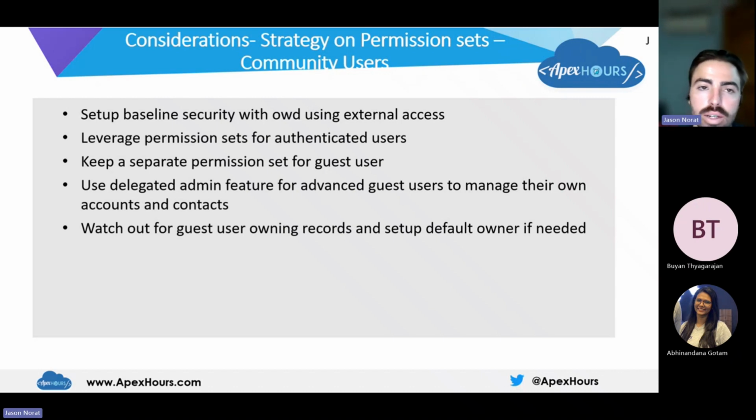So setting up the baseline security with org-wide defaults using external access, those are things to consider, right? Leveraging permission sets for authenticated users, keeping a separate permission set for guest users. This is key and something that all admins should be looking towards. And then leveraging the delegated admin feature for advanced guest users to manage their own accounts and contacts. I'll go into that in just a moment. And then watching out for guest users owning records and setting up the default owner if needed. So these are just some things to think about in the realm of Experience Cloud and how it affects community users, in particular guest users and external access.